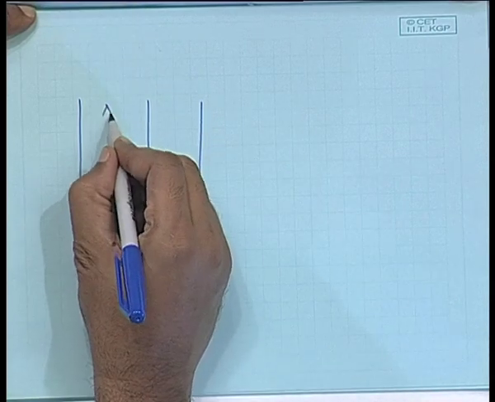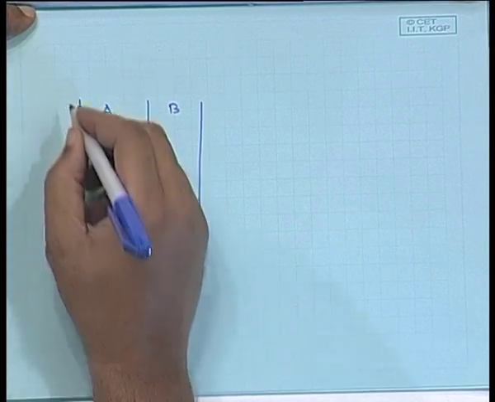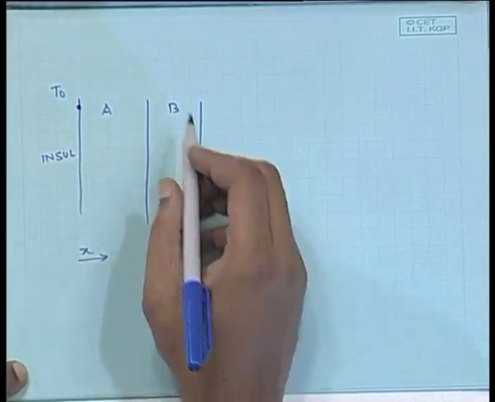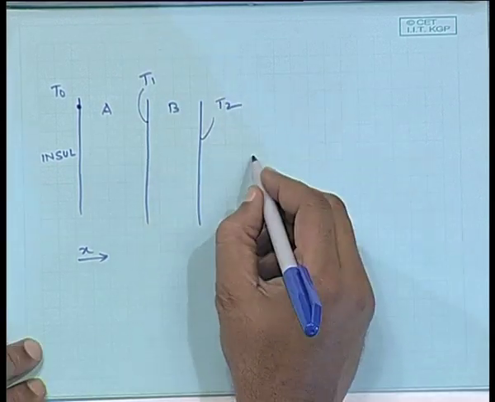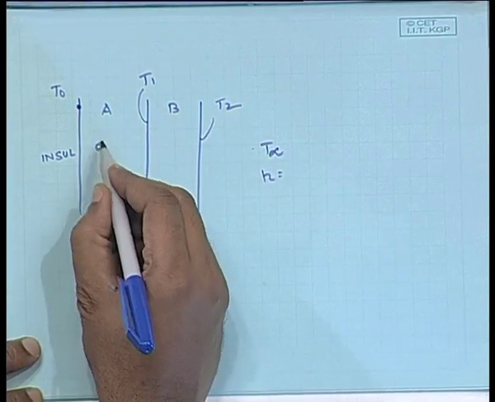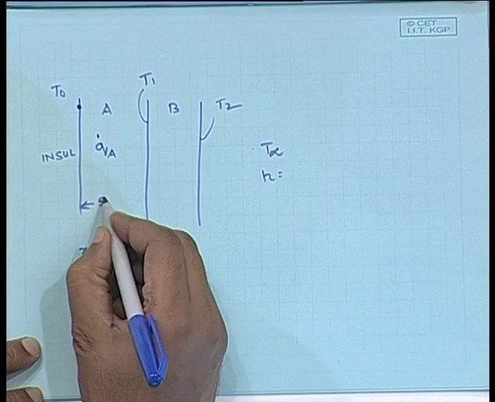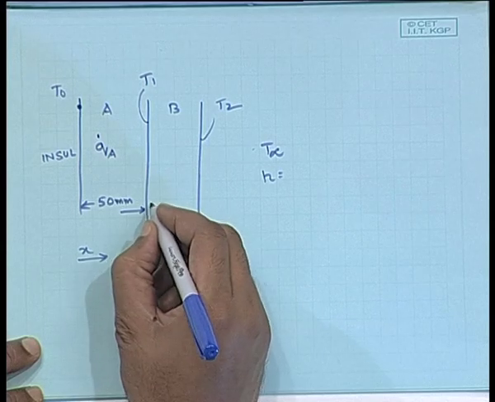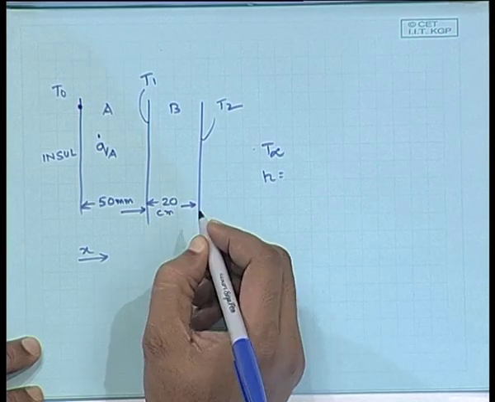In this specific case, I have two walls, A and B. The temperature at x equal to 0 is T0. This side is perfectly insulated, and the temperature over here is T1 and over here is T2. I also have T infinity and h known to me. In wall A only I have some heat generation. The thickness of this wall is known to be 50 millimeter, whereas the thickness of wall B is 20 millimeter.